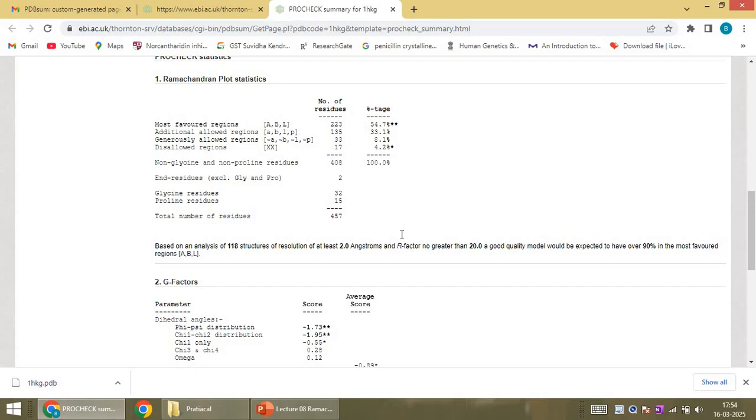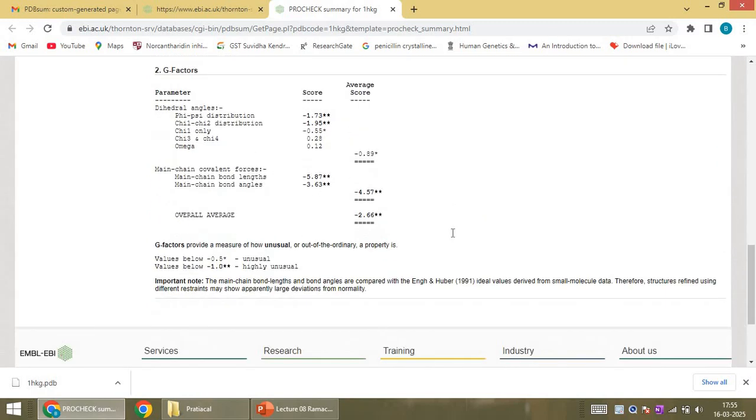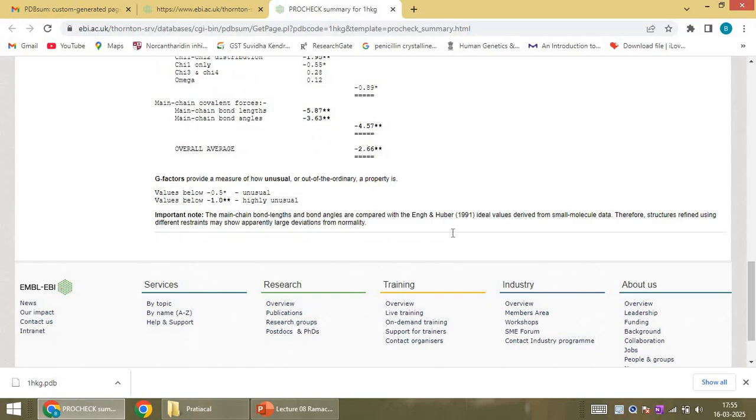These are the amino acids which are present in the allowed region, and in the disallowed region only 2 amino acids are present. The non-glycine and non-proline residues are 401, glycine residues are 32, and proline residues are 42, and the total number of amino acids is 457. And this is the G factor of our target molecule. This is important information related to our target molecule.